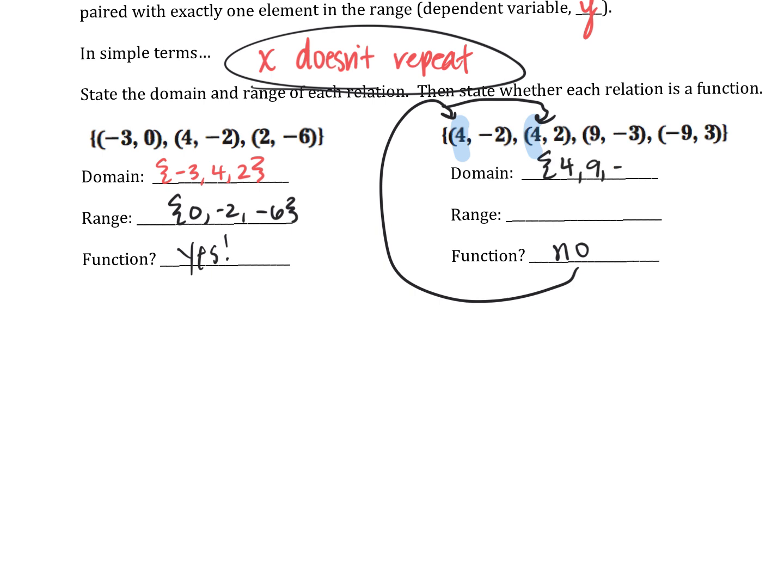So what are those domains? 4, 9, -9. And if someone wrote the 4 twice, great, I don't care. If you want to write 4, 4, 9, -9, go for it. Doesn't matter. I'm a little lazy, I'm only going to write it once. The range on this one: -2, 2, -3, 3. We got this.